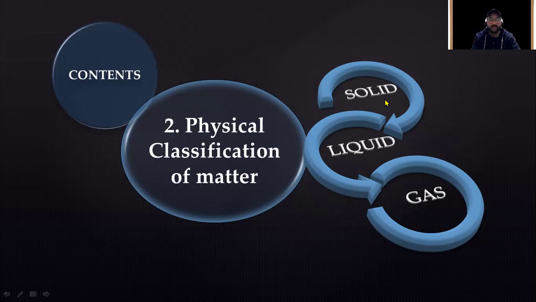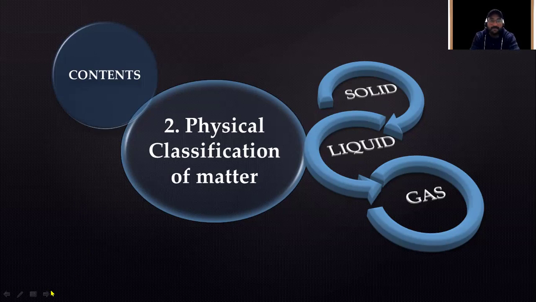So in today's video, as you can see on your screens, we are going to discuss the physical classification of matter. On the basis of physical properties of matter, how it looks and how it feels if we touch it, we can say color, mass, density, and texture. On that basis, we can divide matter into three different classes: solid, liquid, and gas.